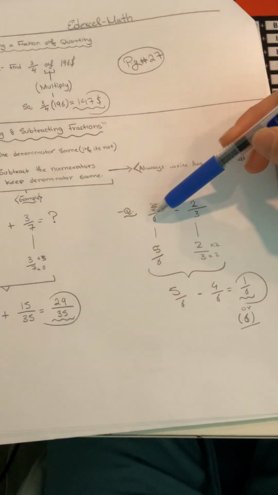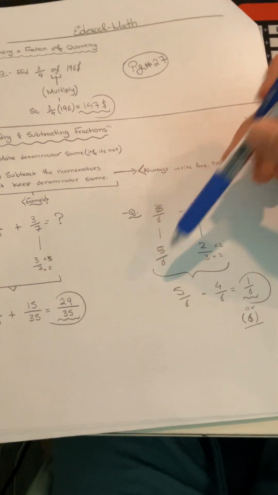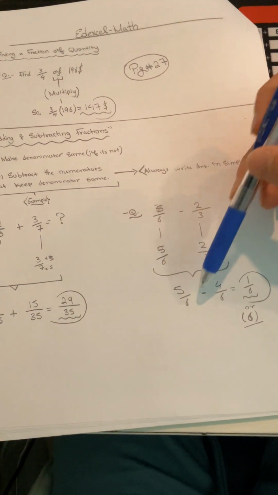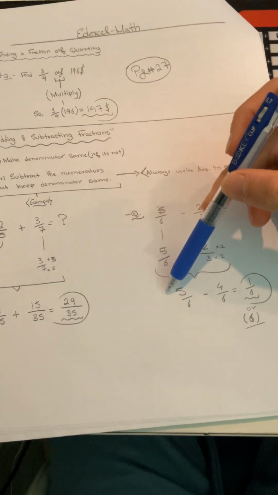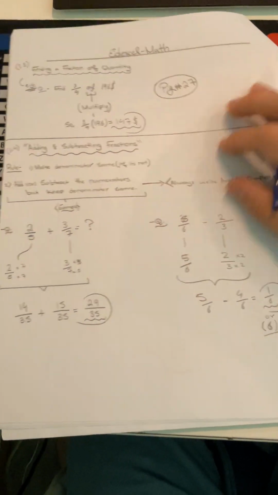Subtraction, again, multiply. So actually we don't have to multiply both fractions. This one we could just multiply by 2. 3 times 2, 6. 2 times 2, 4. Denominator is the same. 5 minus 4, 1 over 6. 1 over 6 is already in simplest form. And as easy as that, okay?